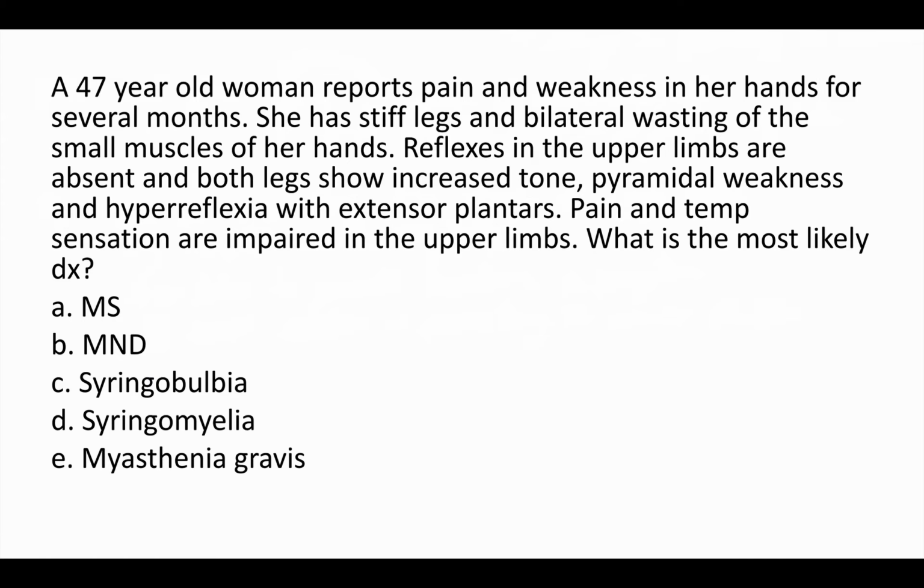Another one, a 47-year-old woman reports pain and weakness in her hands for several months. She has stiff legs and bilateral wasting of the small muscles of her hands. Reflexes in the upper limbs are absent, but both legs show increased tone, pyramidal weakness, hyperreflexia, and extensor plantars. Pain and temperature sensation are impaired in the upper limbs. What is the most likely diagnosis?